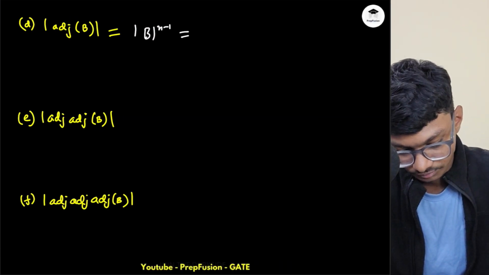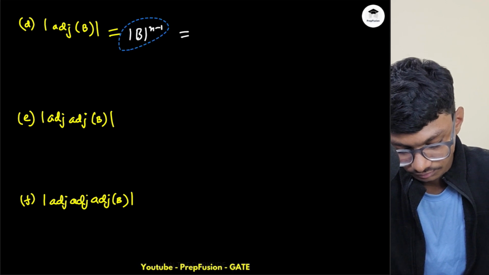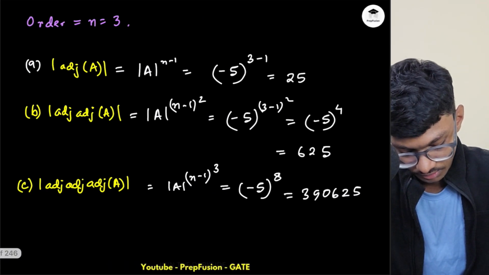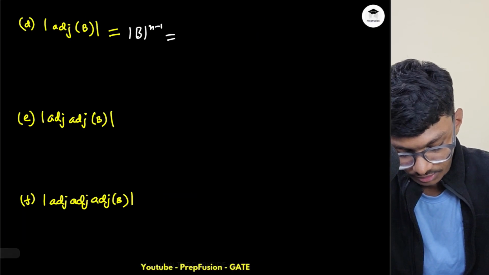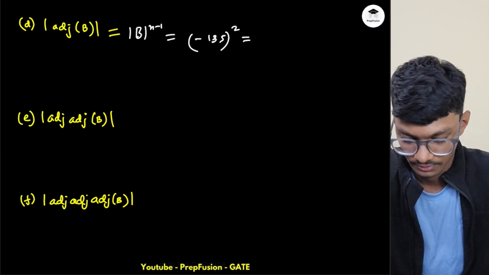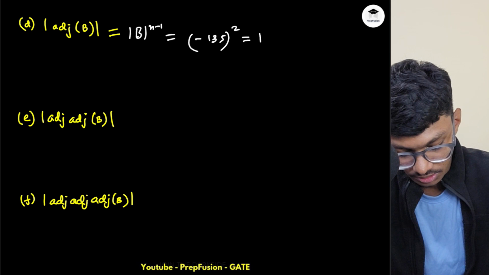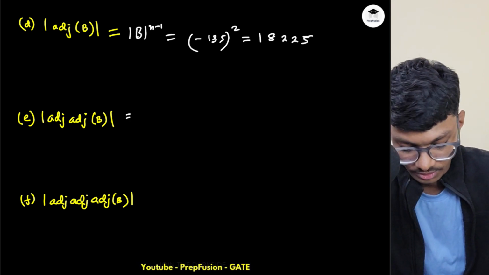Now basically determinant of B to the n minus 1, so this will be 3 minus 1, where determinant of B is equals to minus 135. So minus 135 whole square, which is equals to, this will be a big number actually, 18,225.